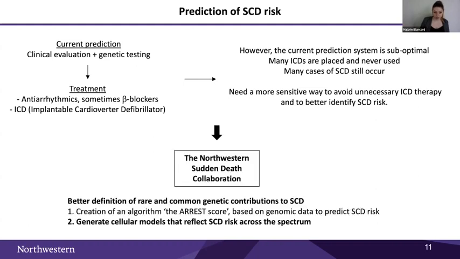So I am lucky to work on this great project called the Northwestern Sudden Death Collaboration that has been divided into two projects. The first one is the creation of an algorithm called the ARREST score that is going to be based on genomic data to predict the risk. I'm not responsible for that part of the project. I'm responsible for project number 2, which is modeling the risk using a cellular model.